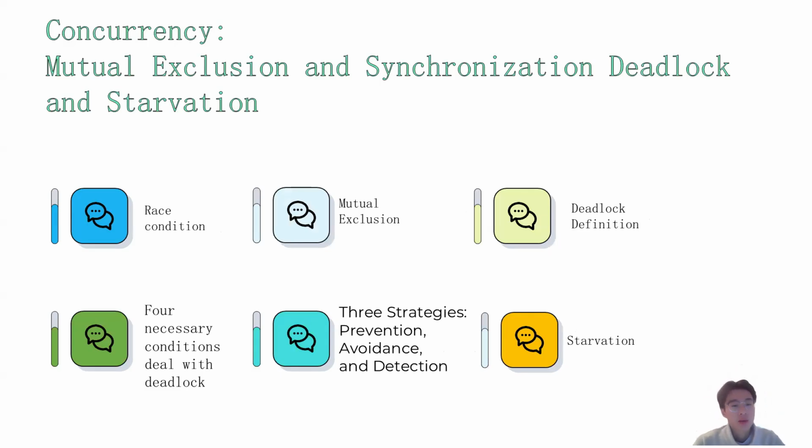And then I'm going to introduce concurrency, the race condition, mutual exclusion, the deadlock definition and four necessary conditions, how to deal with deadlock with three strategies: prevention, avoidance, and detection. And finally, starvation.